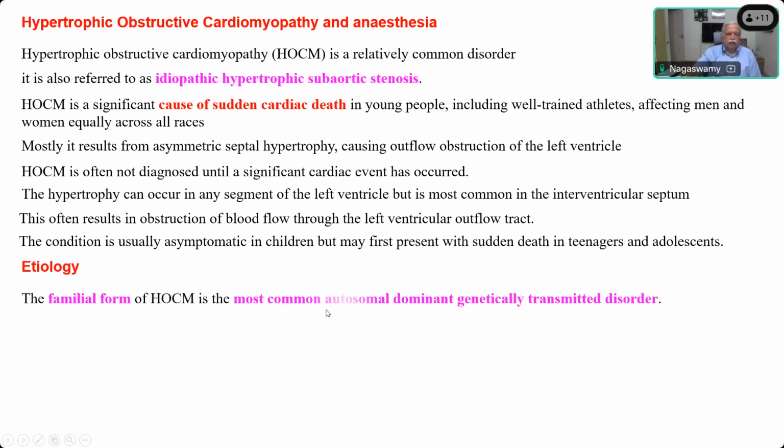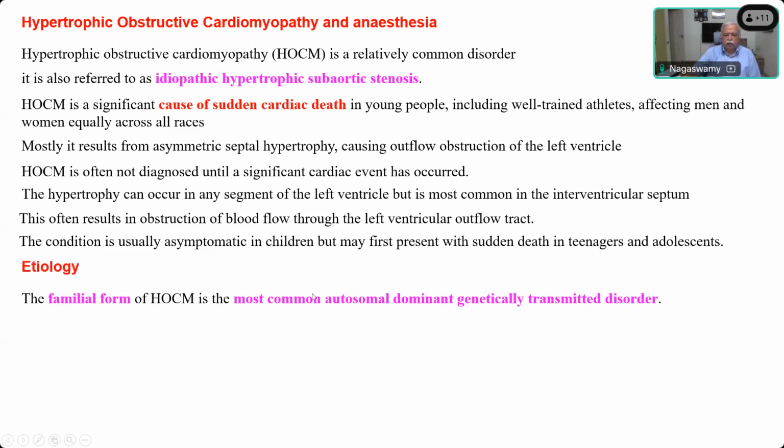Now coming to the etiology, it can be a familial form, because you may have a similar incident happening in the family. Some relative would have died suddenly like this. So it may be a familial form, which is the most common, an autosomal dominant, genetically transmitted disorder.